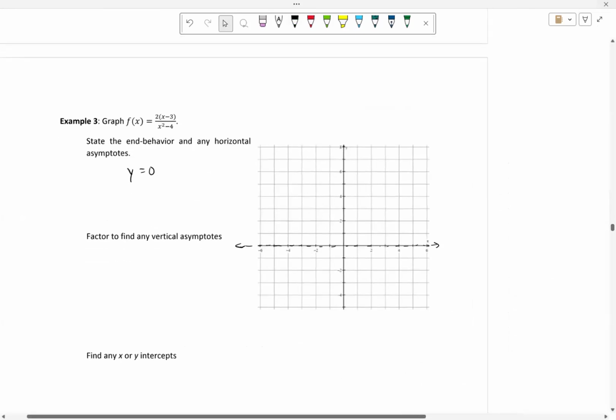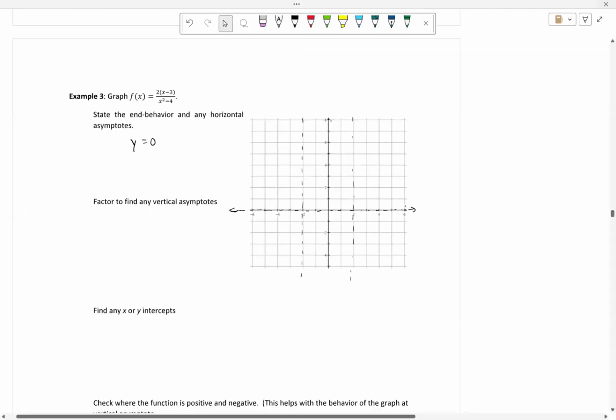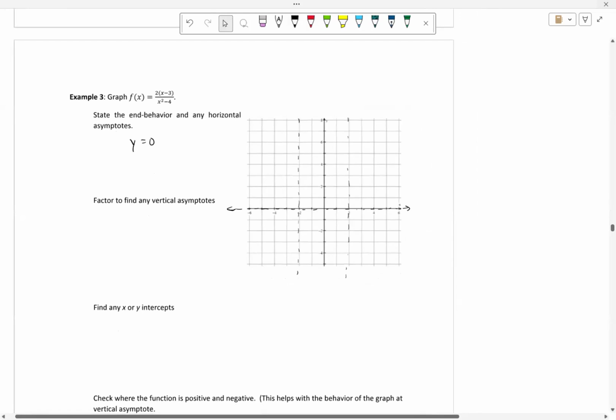Vertical asymptotes at 2 and negative 2. Who already has these three bits of information on there? Unfortunately, we haven't actually graphed anything. The fact that these are dashed means there's nothing on the paper, but we're at least setting ourselves up for success. X or Y intercepts. Does it have either?